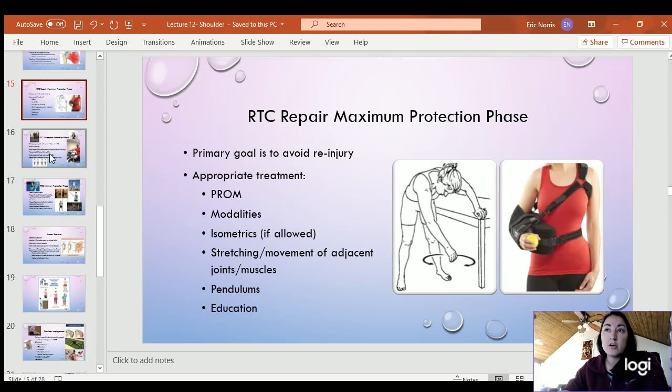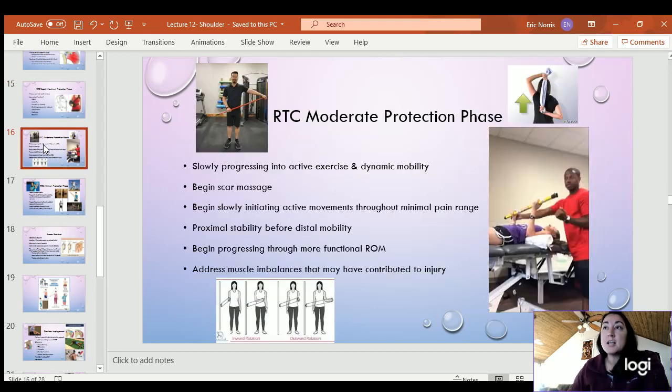So now at the moderate protection phase, we slowly begin to progress into our active movement. So again, from passive range of motion, we then go to active assistive range of motion and then to active range of motion. The active assistive, we're showing right here, abduction of that left shoulder, active assistive range of motion, because he has that one he's pointing out with.